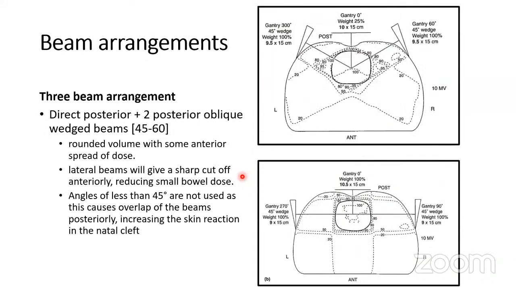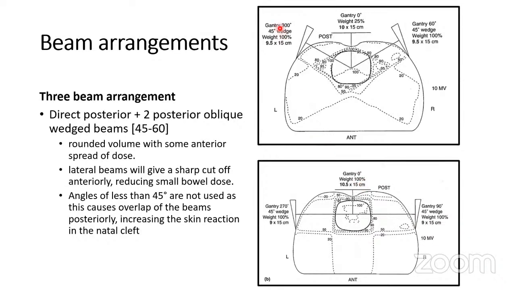And then the second type of beam arrangement, which we can use for treatment of rectal cancer, is the direct posterior and then 2 posterior obliques. Here you can find 2 posterior obliques. Here they have used 2 laterals along with 1 direct posterior. So what are the differences between these 2 types of beam arrangements?